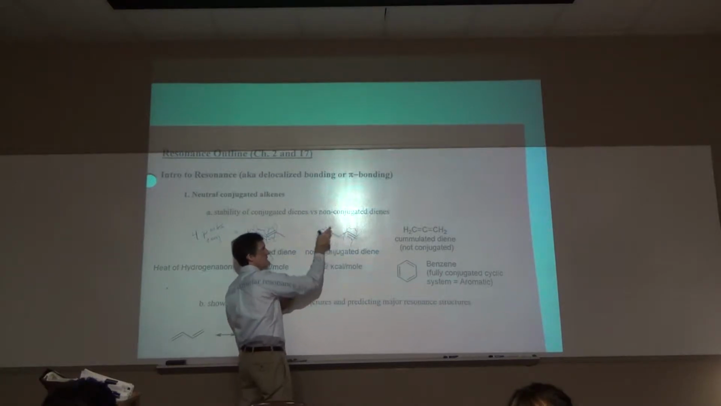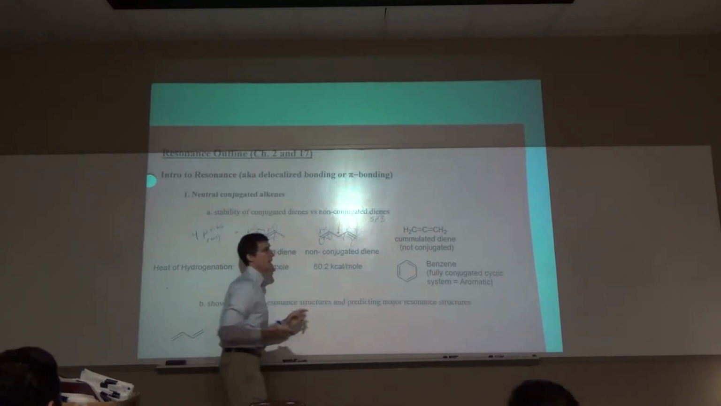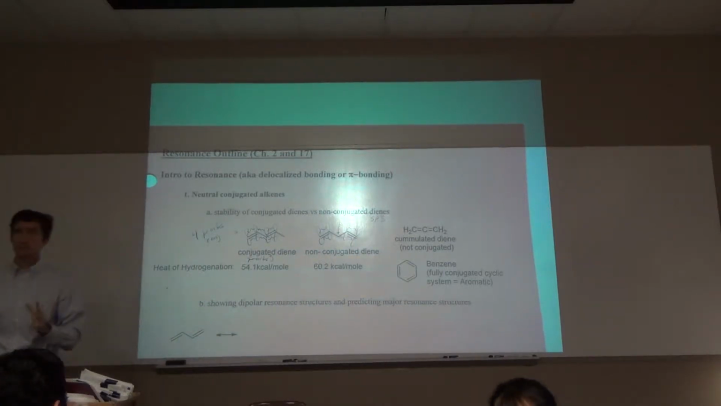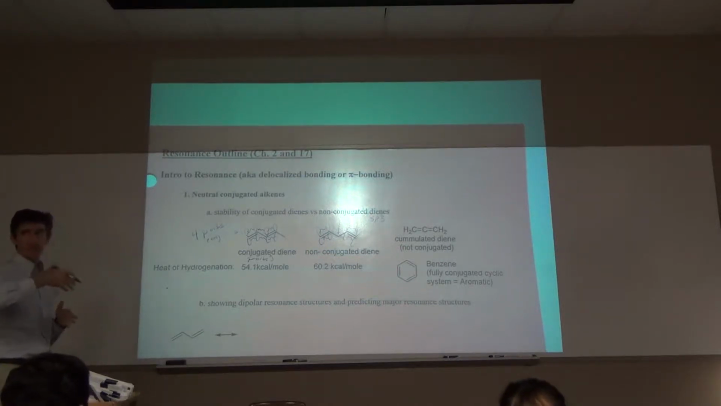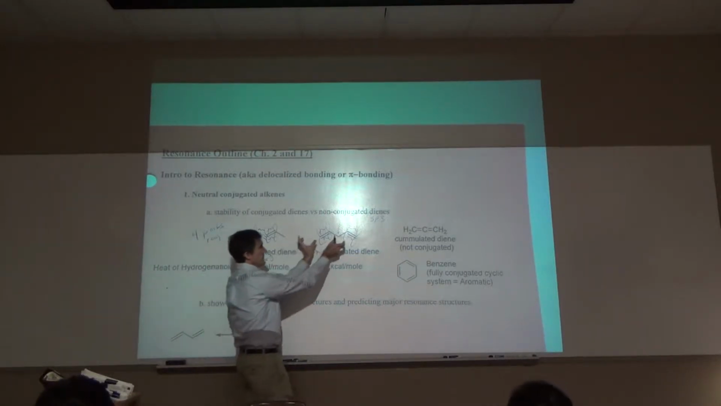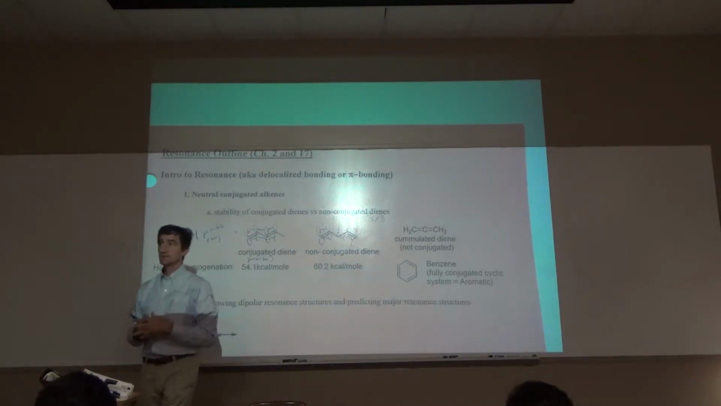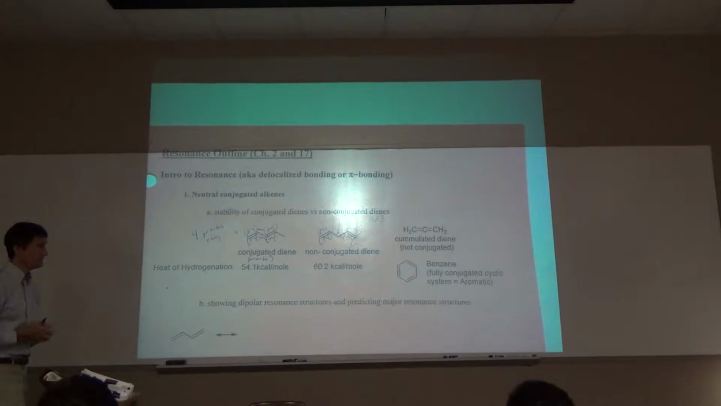No, there is no overlap here, because in between we have an sp3 carbon, and the sp3 carbon has no p orbital. Thus, there is a break in the chain. There's an empty space there. Two separate pi systems. The alkenes are not conjugated here. That's the terminology.